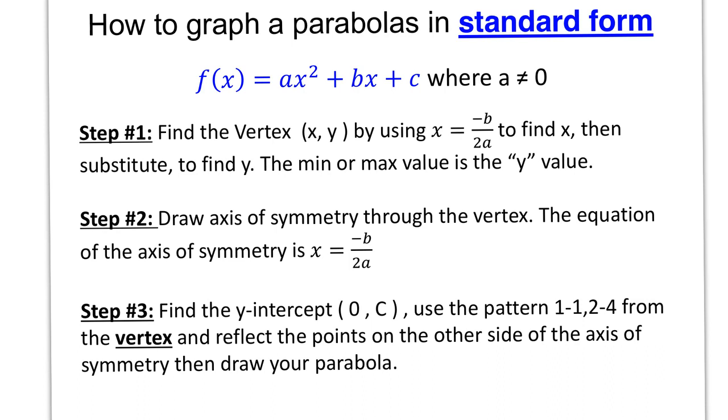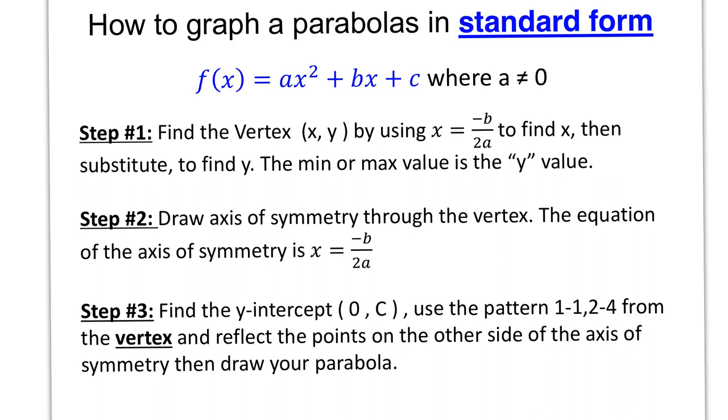Step number 2, you need to draw your axis of symmetry through the vertex, a vertical dashed line that will cut the parabola in half. If they ask for the equation of the axis of symmetry, and guess what? I will ask for that equation of the axis of symmetry. Well, it's going to be x equals negative b over 2a, opposite of b divided by 2a. Now, guess what, guys? Up here, x equals opposite of b over 2a is for your vertex. So once you find the vertex, you actually already found the axis of symmetry. The equation of the axis of symmetry is the same x as the vertex.